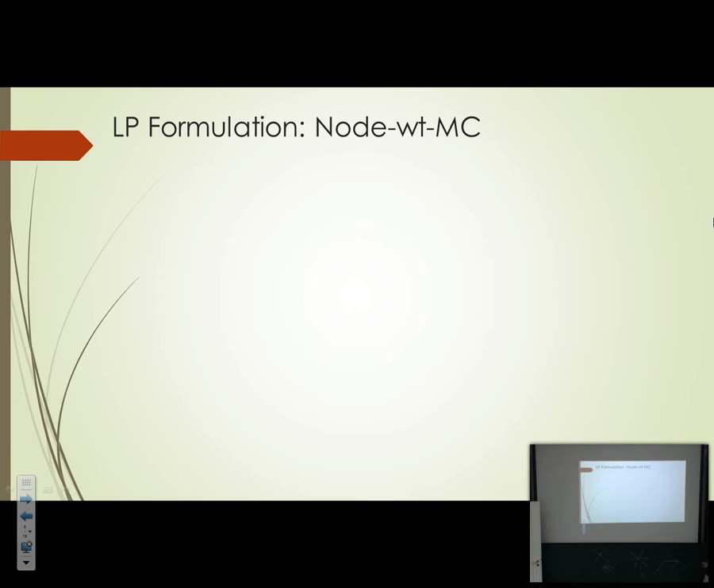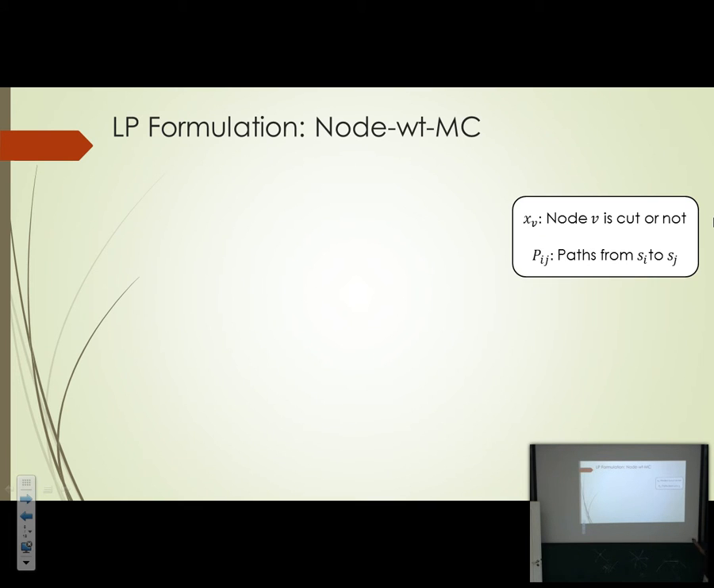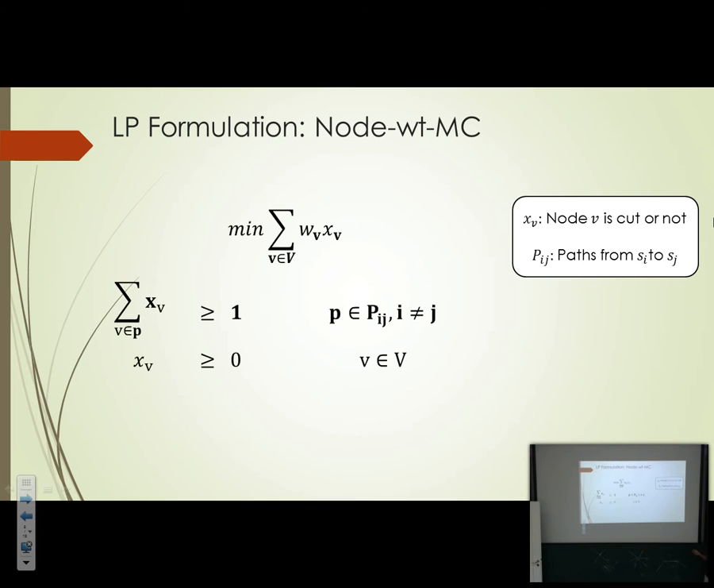Similarly, we can have an LP formulation for the node-weighted case as well. In this case, we have one variable for each node indicating whether node v is cut or not. And again, the constraints are similar. For any path going from terminal Si to terminal Sj, we have to pick at least one vertex so that we cut all paths. And the objective function is to minimize the weight of the vertices we have chosen.